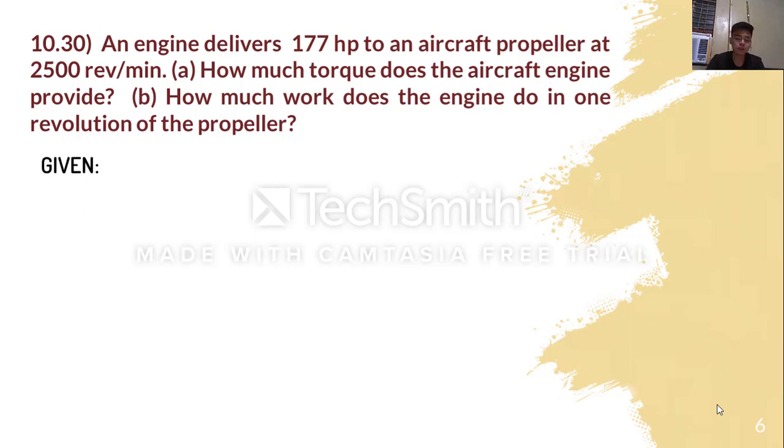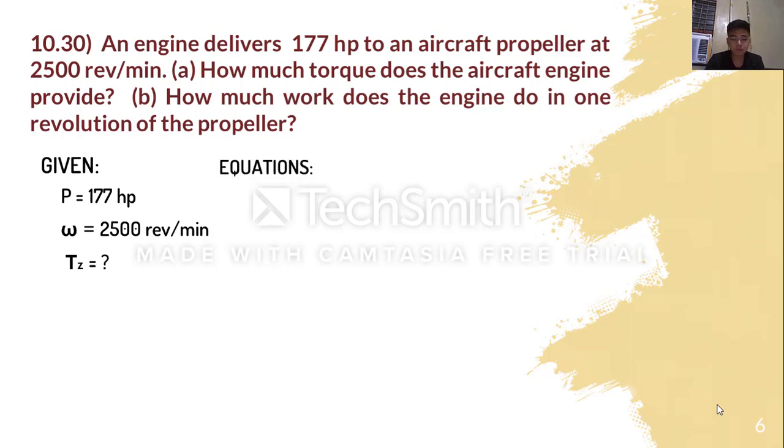So again, let us identify our givens, so we can solve it easier. We have a power of 177 horsepower. We have an angular velocity of 2,500 revs per minute. A torque, which we need to find. For the equation of this, power is equal to torque times the angular velocity. And for our second problem, because we are looking for work, work is equal to torque times the change in angle, change in theta.